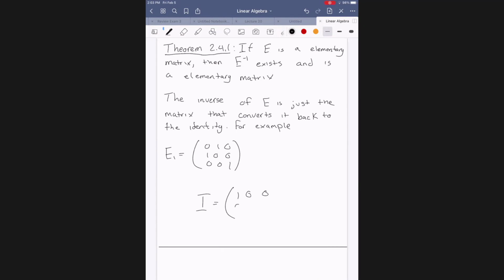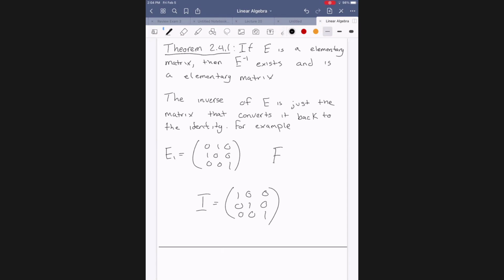This. What is the one thing you could do just to make it that? Interchange the first and second row, right? So literally the inverse of this guy is the guy that does that exact same thing.